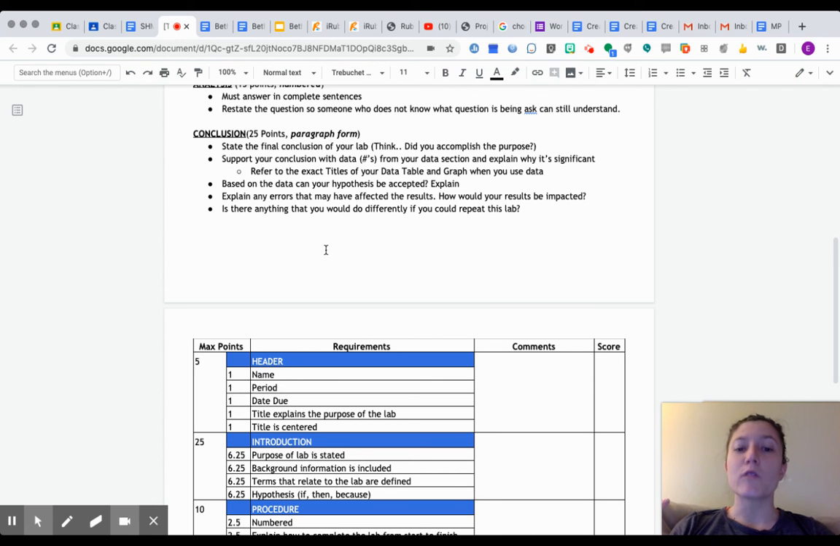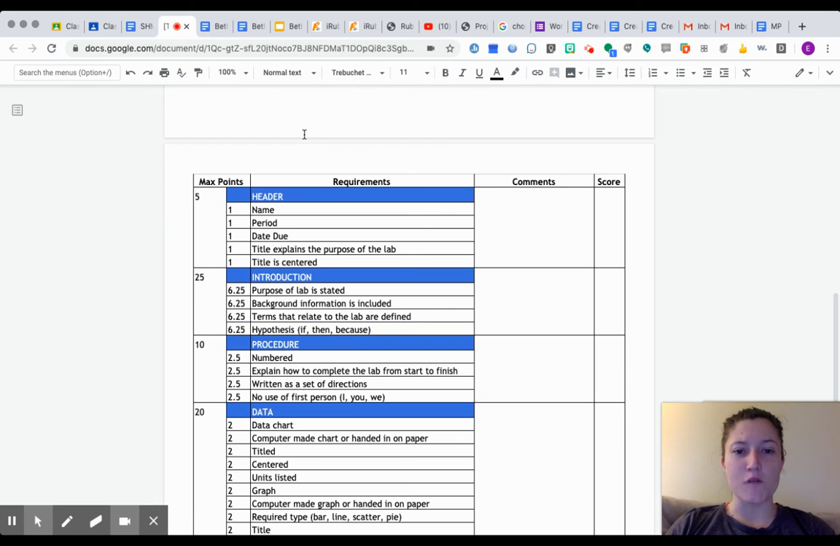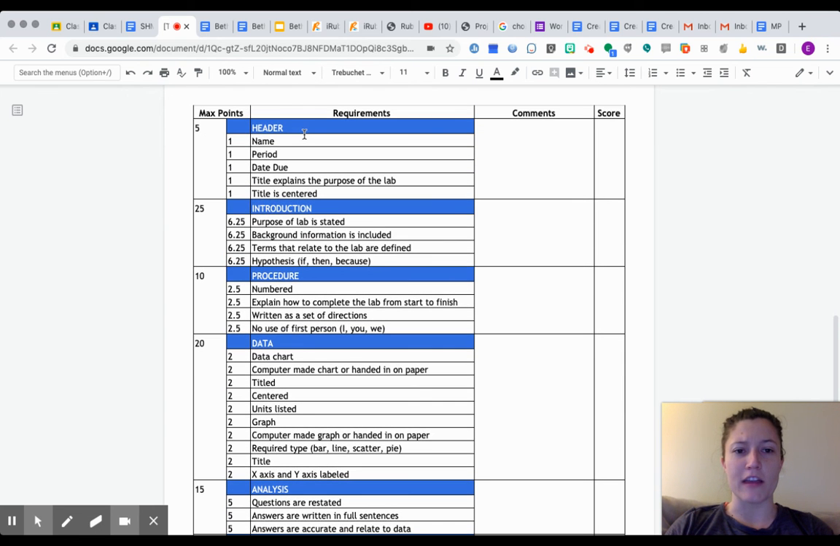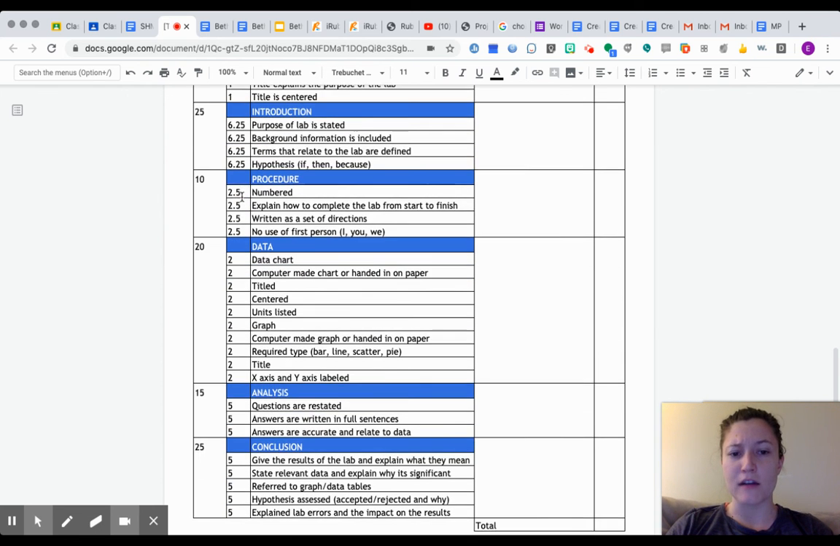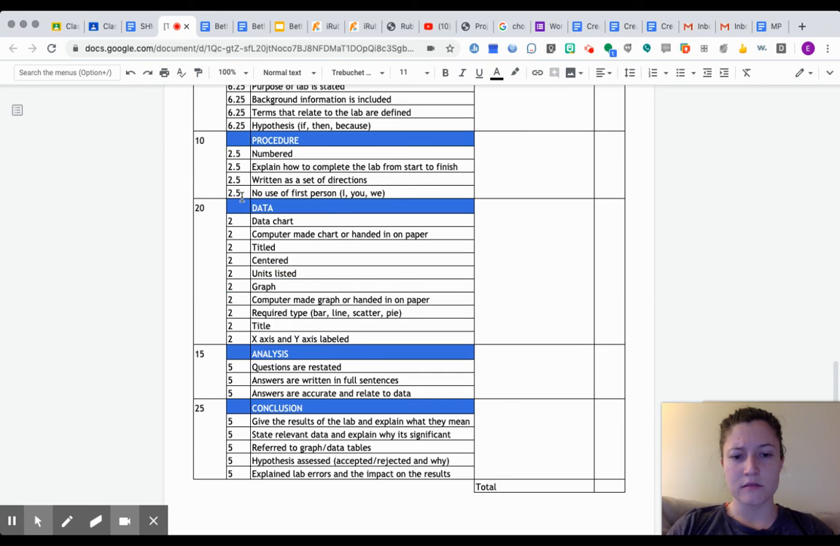Okay? Were there any errors that could have affected the accuracy of your lab? If you could repeat this lab, what would you do differently? Right, so that conclusion is in paragraph form, and following the format and guidelines is the rubric, how you will be graded out of a 100-point scale.